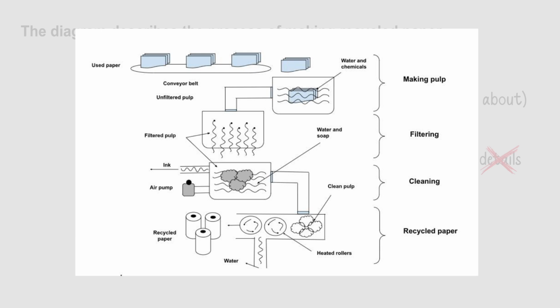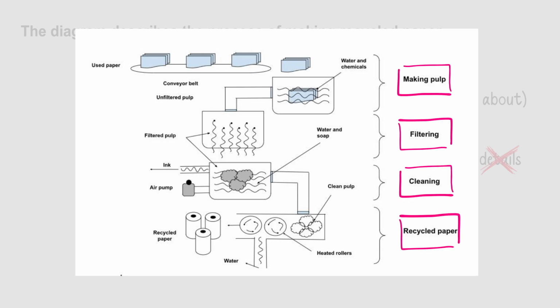Now, taking a look at this diagram, you can see that it consists of 4 stages, all right? And it starts from the production of pulp and ends with the formation of recycled paper rolls, all right? So this is the way that we write about our diagram here.